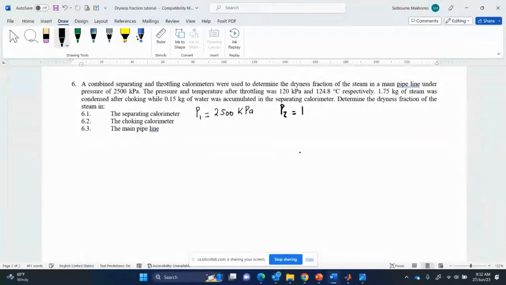P2 is 120 kPa. And T2 is 124.8 degrees Celsius. Okay? Now, respectively, 1.75 kg of steam was condensed. In other words, mass of steam is 1.75. MS, the mass of steam, is 1.75 kg.